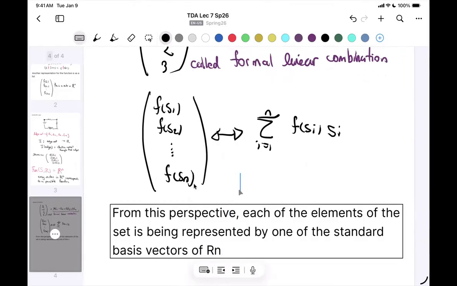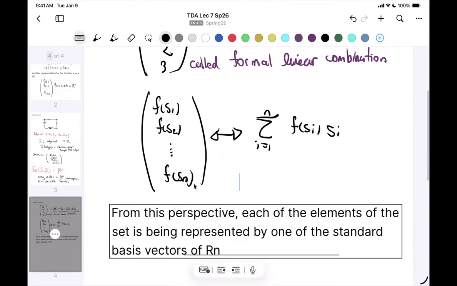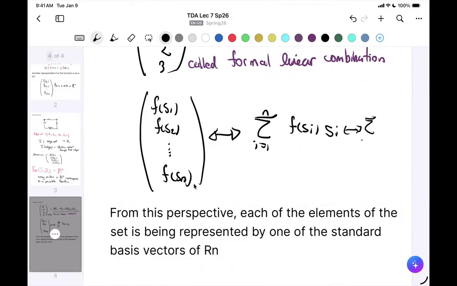So if you wanted, you could write this as, which would be more true, f of si times ei, where the ei are the canonical basis vectors, the generalizations of i, j, and k. But writing it this way reminds you a bit more about what the underlying set was. So that's why it's more useful to keep it this way.